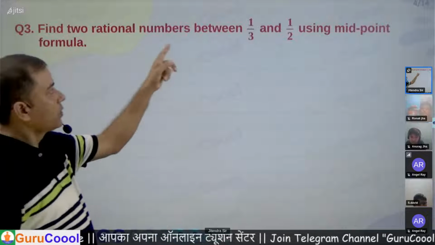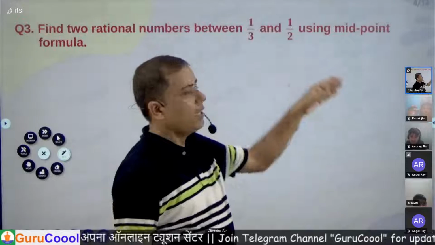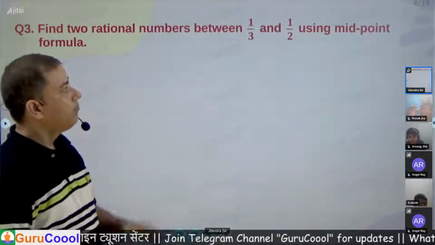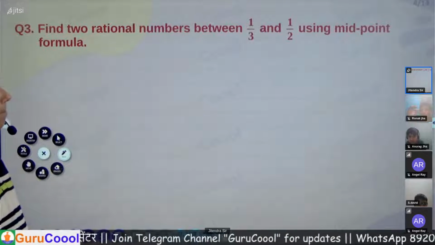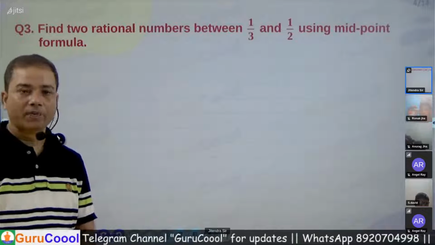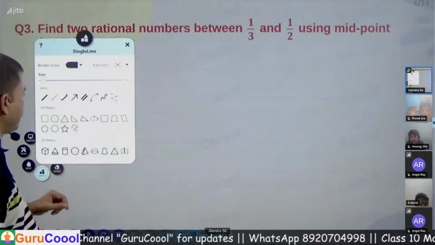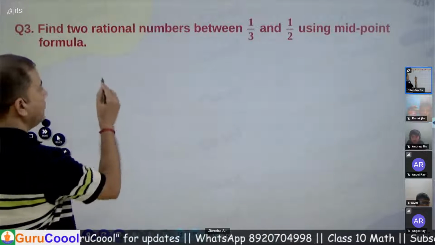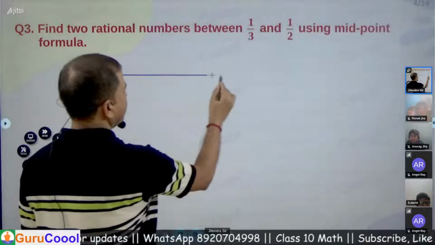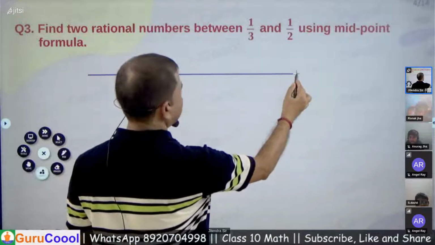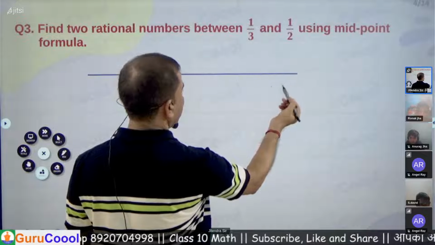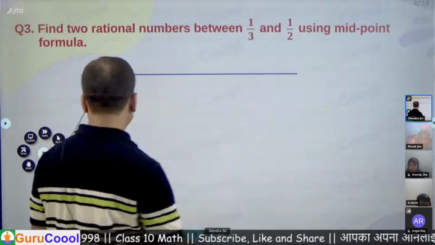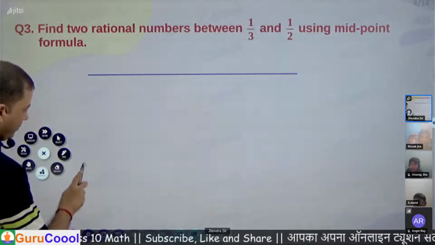Find two rational numbers between 1 by 3 and 1 by 2 using midpoint formula. Midpoint formula. Do you know midpoint formula? Do you know midpoint formula? No, sir.